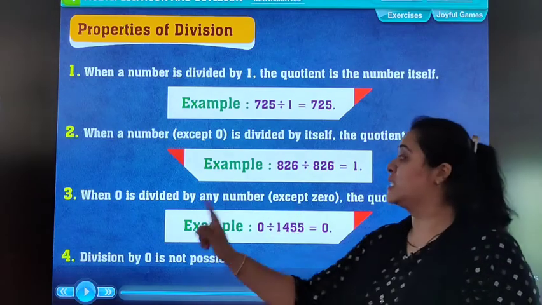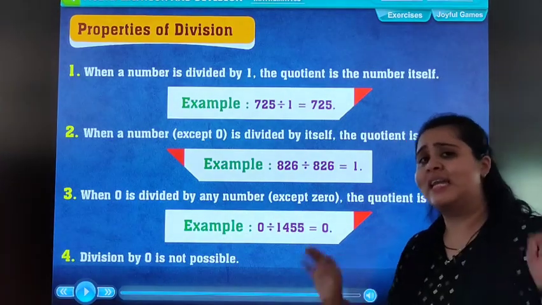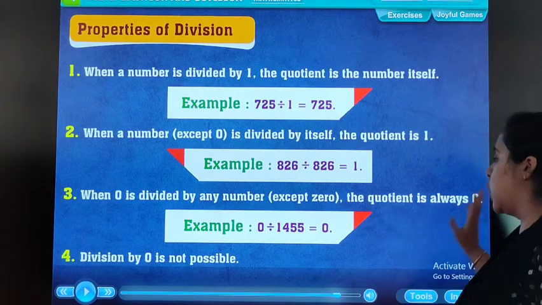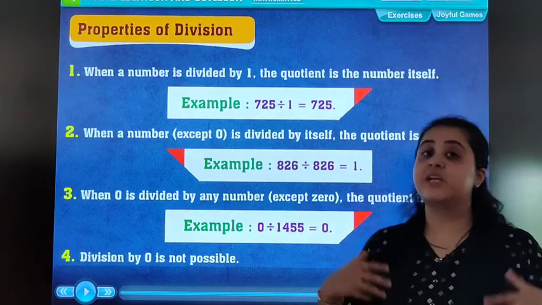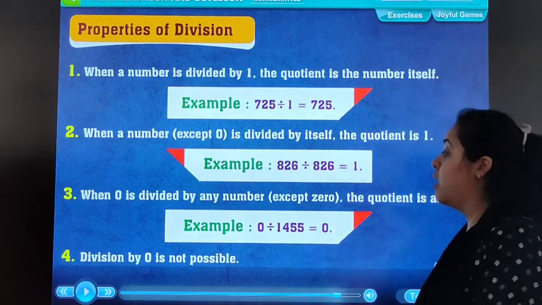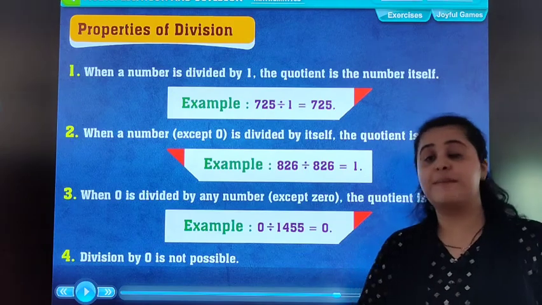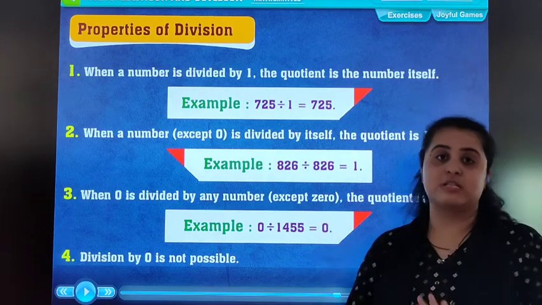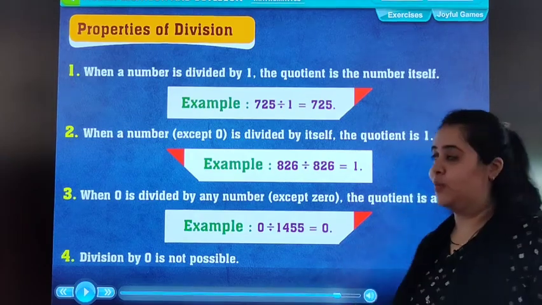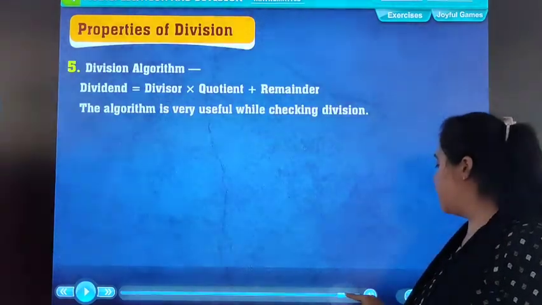826 is divided by 826. So the quotient will be 1. Third, when 0 is divided by any number except 0, the quotient is always 0. The fourth is, division by 0 is not possible. We can't divide anything by 0. So these were the fourth and the fifth property.